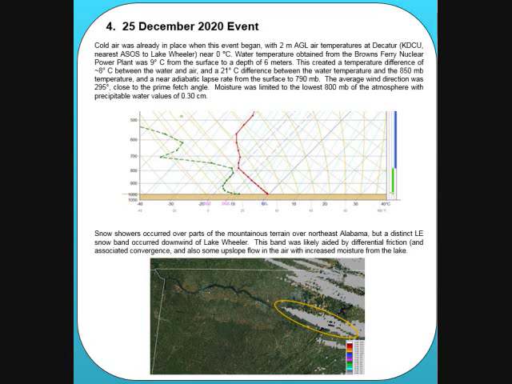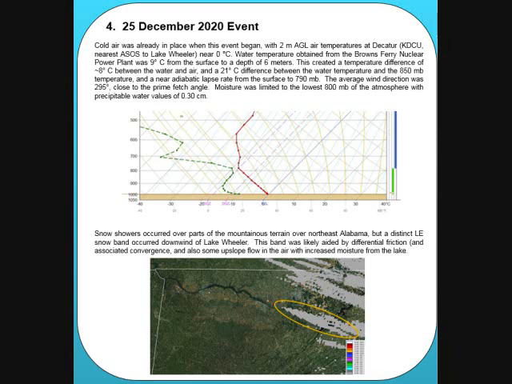So first we're going to look at the more minor event, the 25 December event in 2020. It was late in the day actually on Christmas Eve, so it was early in the UTC day, so to speak, on December 25th. The cold air was already in place here. 2 meter AGL temperatures at Decatur, which is the nearest ASOS to Lake Wheeler, the Huntsville ASOS is actually not that far away either, were near freezing. The water temperature obtained from the Browns Ferry nuclear plant was 9 degrees Celsius at the surface, and that's all the way down to about 6 meters.